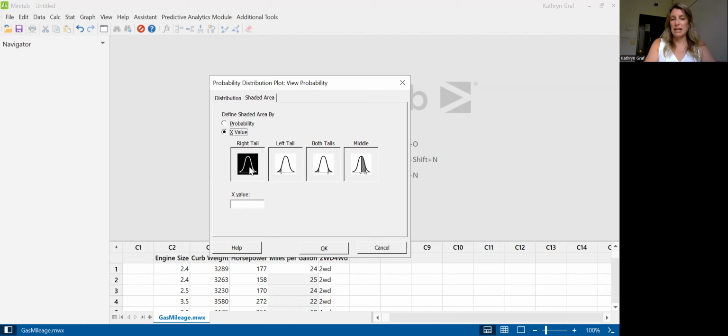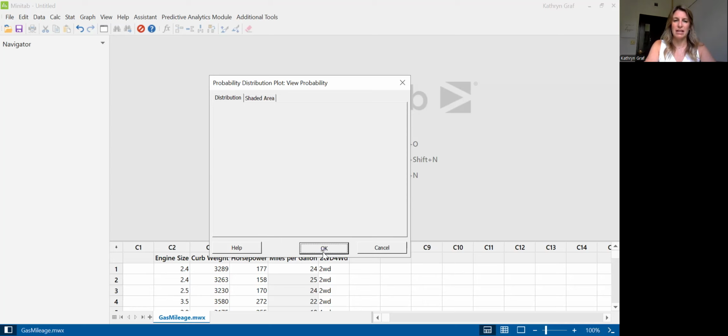To the right is what it automatically defaults to, but you could easily select left, look at both tails, or the middle. When you select the middle, it means you're going to enter two different values. Both tails means you're going to enter one value and it's just going to be symmetric. So maybe I want to know what the area is to the right of a value of, let's say, 27. So miles per gallon that is 27 or more when I say to the right.